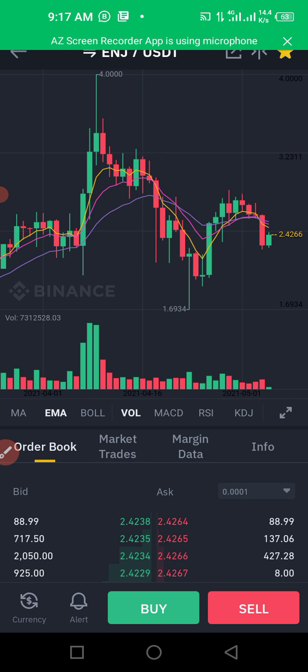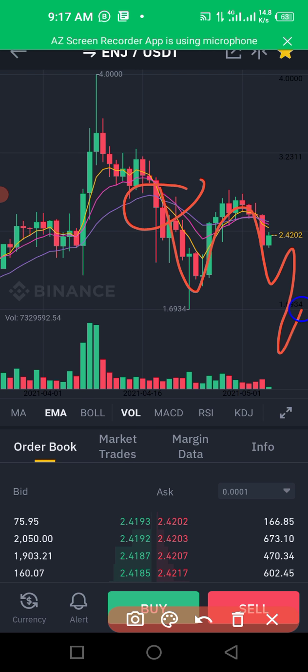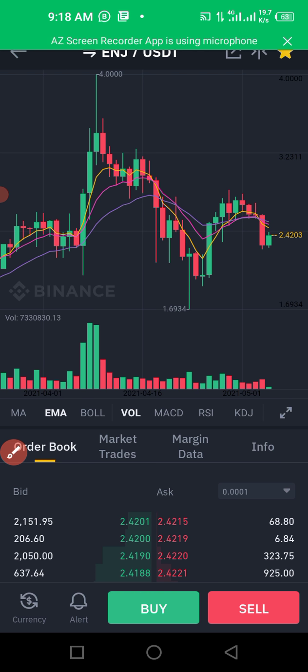The moving average just crossed down. Look at where the moving average just crossed down, the yellow and the purple moving average just crossed down the blue moving average. Are you seeing it? So since that time, what happened? We have been experiencing sell movement. So just take note of the moving average. That is how to use the moving average to check the market.